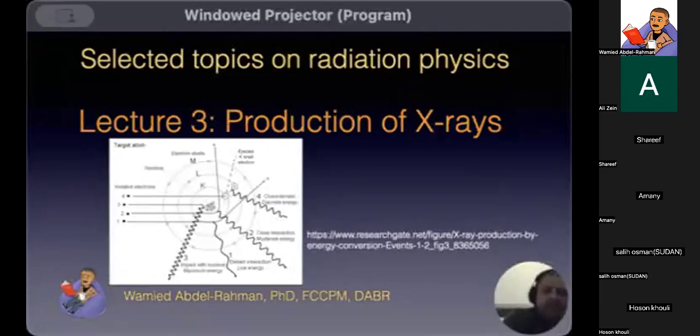So today we're going to talk about the production of X-rays. I'm going to focus more on the physics behind it. And maybe in the next lecture, if you want, we can discuss more about the targets, how they're constructed in such a way, and so on.